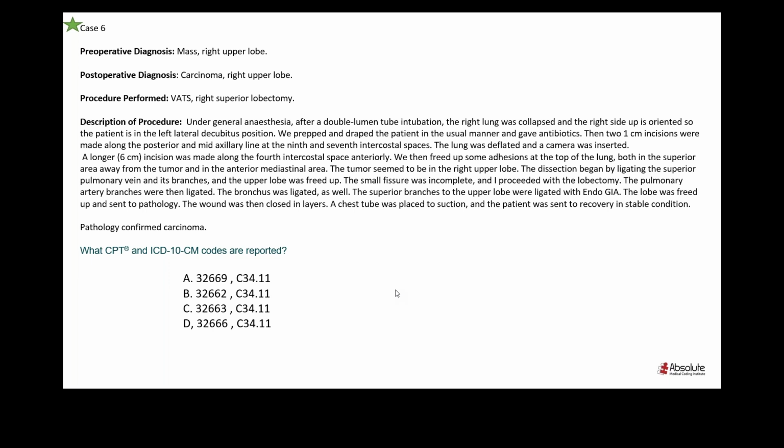The pulmonary artery branches were then ligated. The bronchus was ligated as well. Superior branches to the upper lobe were ligated with endo-GIA. The lobe was freed up and sent to pathology. The wound was closed in layers. The chest tubes were placed to suction, and the patient was sent to recovery in stable condition. Pathology confirmed carcinoma. What CPT and ICD codes are reported for this scenario?